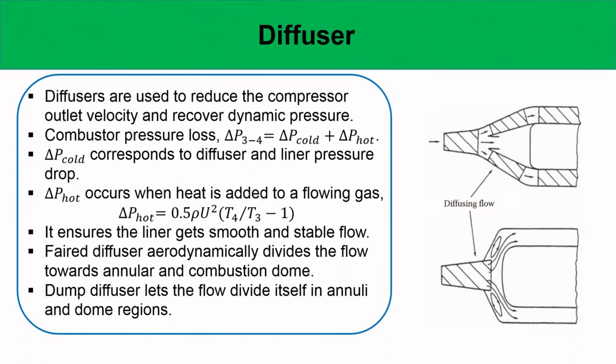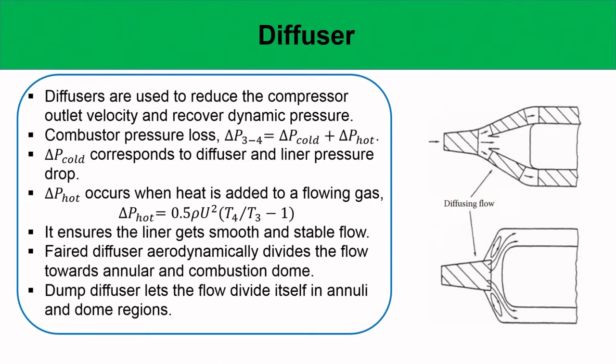And the combustor pressure loss can be thought about as follows: 3 is the combustor entry point and 4 is the combustor exit and the turbine entry point. So it can be thought of as having two parts. The loss emerges from two parts: number one is the cold loss and number two is the hot loss.